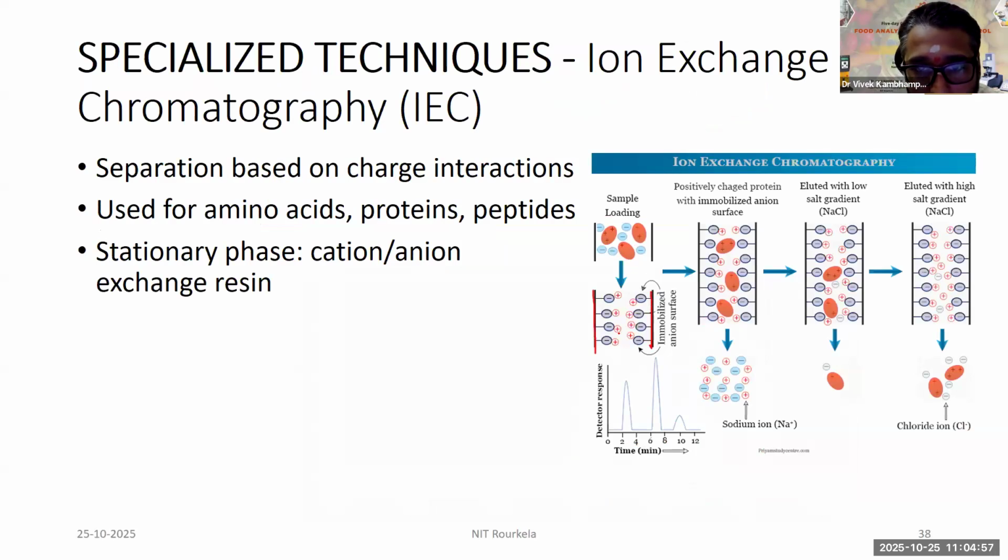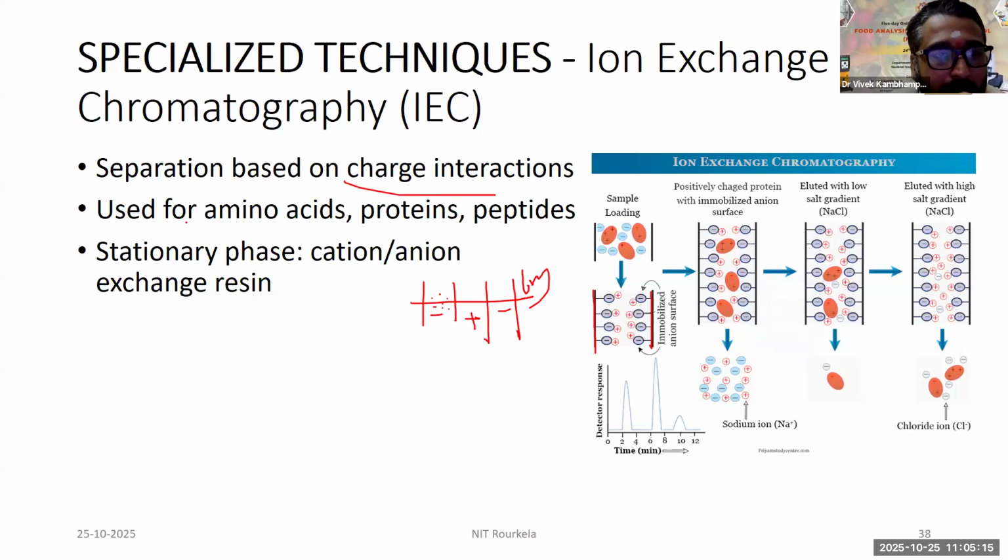You have these charges. The positive charges will be attracted to the negative charges. If the column length is 6 meters, 1 meter will be negative charge, 1 meter will be positive charge. Like that, different charges will be there, and based on the charge, the affinity will take place. Separation is based on the charge interactions, used for amino acid profiles, protein estimation, peptides, right?